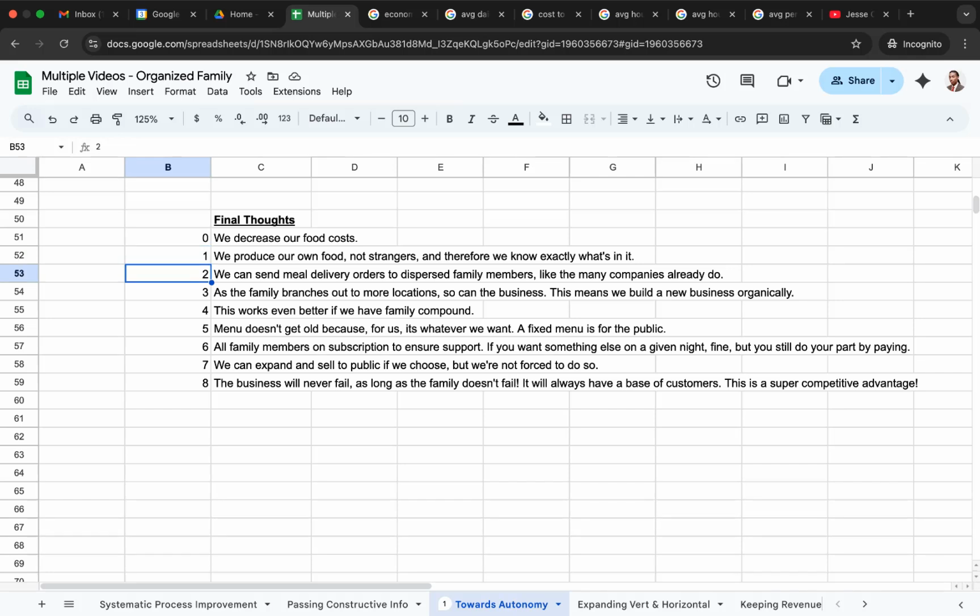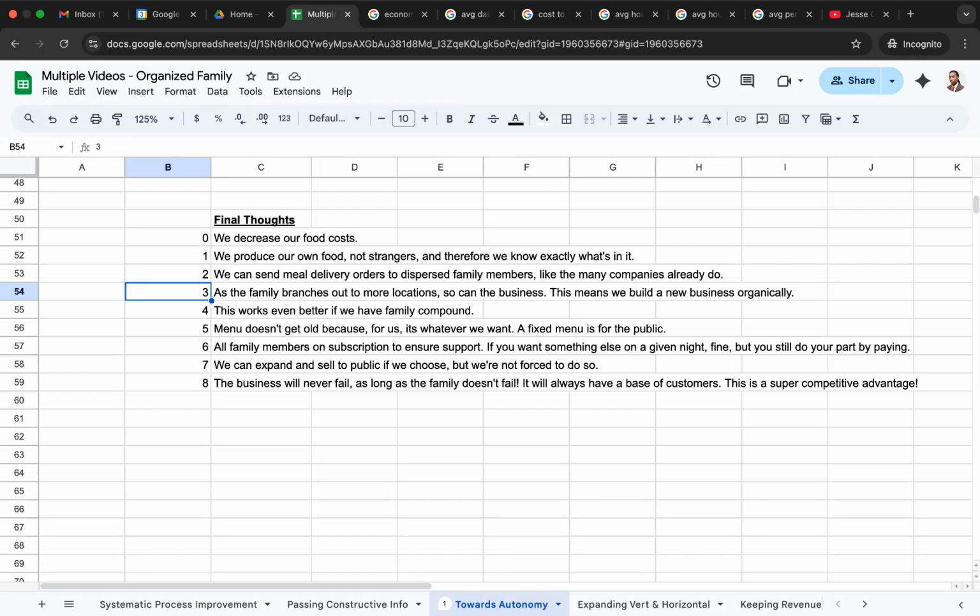Number 2, we can send meal delivery orders to dispersed family members like the many companies that already do. If we have a bunch of people in the same area, the kitchen makes sense, and people can come and get their food from a centralized place. But let's say some family members don't live close enough to do that. Then the family's kitchen can also implement a meal delivery system if we choose to. We know it's possible because many people already do that. You can order your meals for 7 days a week now from some company that's in another state. So if they can do it, then we can figure out how to do it and send this to our family members all over the country.